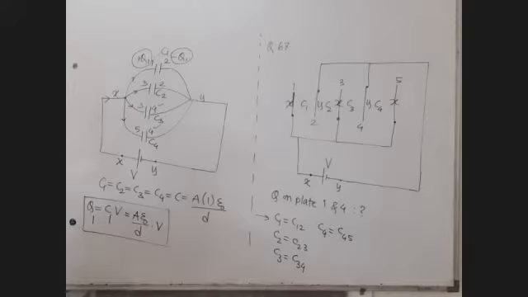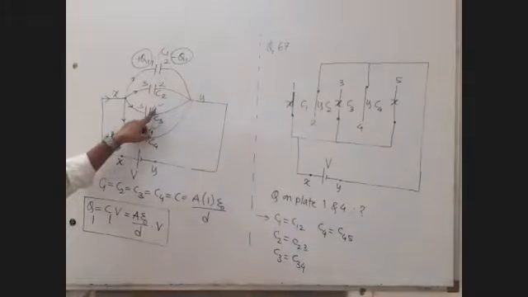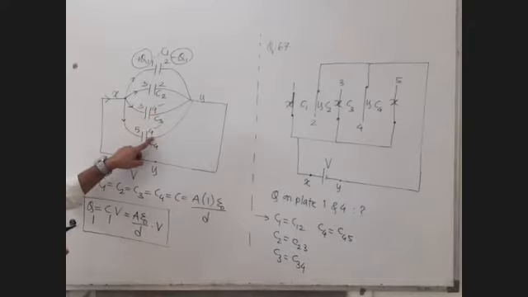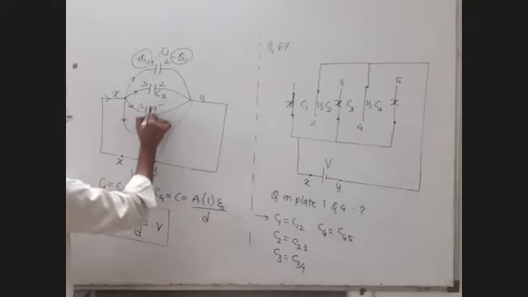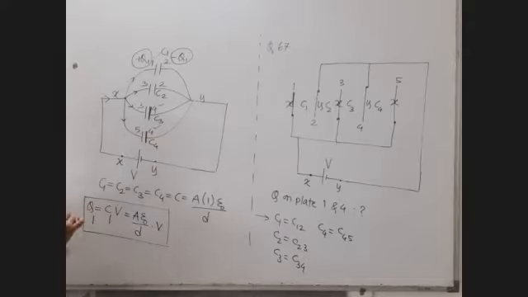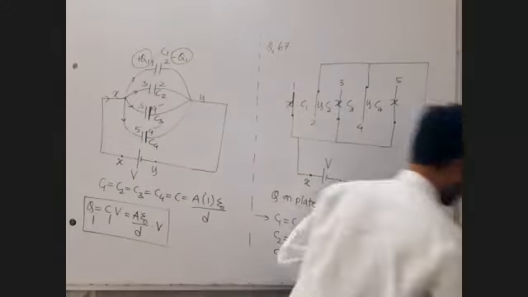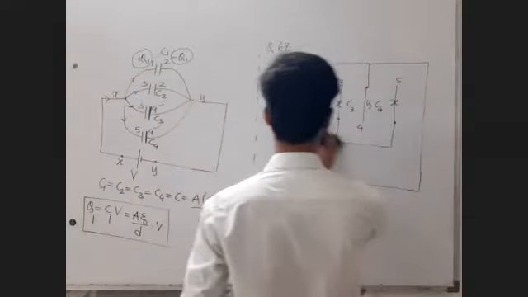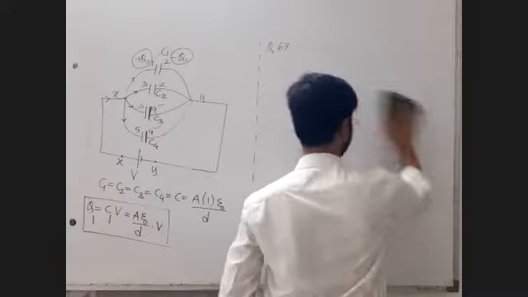Now we want to find out charge on plate 4. The plate 4 is here as well as here. So I need to find out this charge as well as this charge. So let us find out Q3, the charge flowing through the third branch. Okay. Chalo.